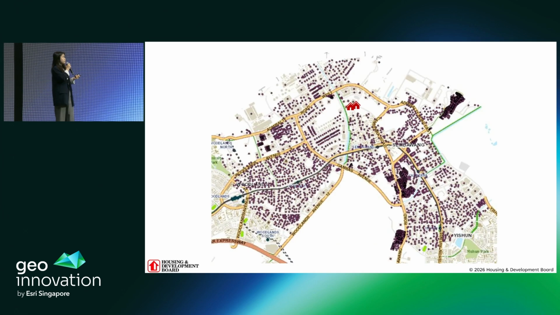So just to let you have a better understanding of how the calculation actually works, this is a visual representation of the output file. We can see the red icon at the top is where the new BTO projects are located. And all the purple dots around it are the existing residential buildings that are within the 4-kilometer radius. So the output file will contain all the distances between the BTO projects and the existing residential buildings.